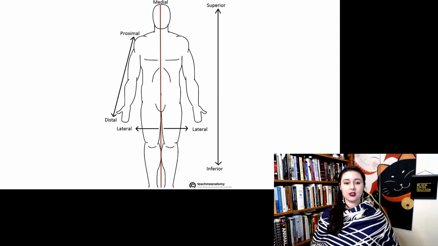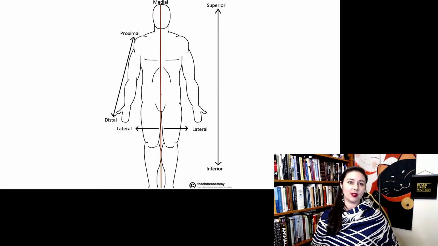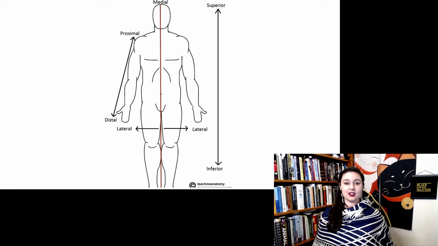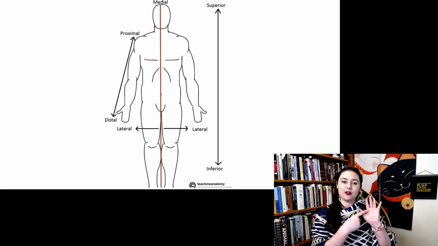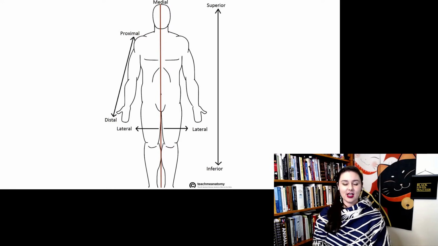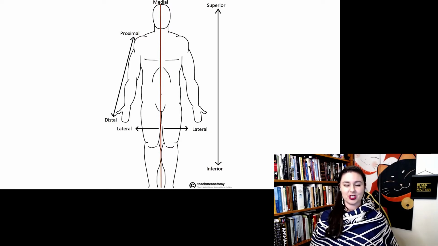So the first thing we actually want to talk about is something called anatomical position. This is the standard position we assume people in when we're talking about anatomy. And we can see this right here. It's standing straight, looking ahead, our palms are facing forward, and our thumbs are outside our body.